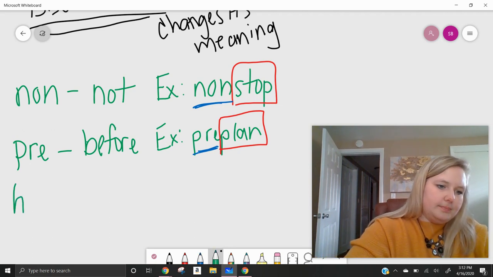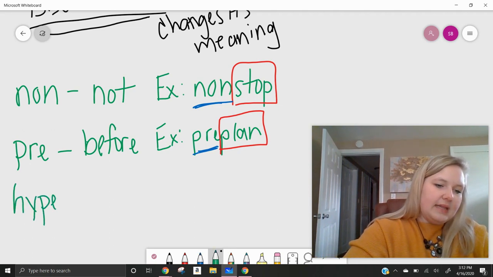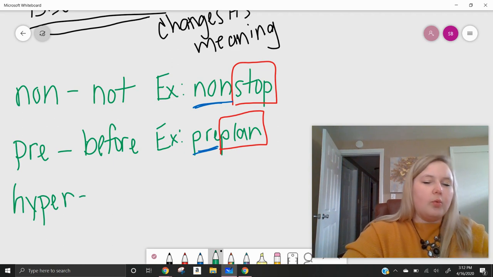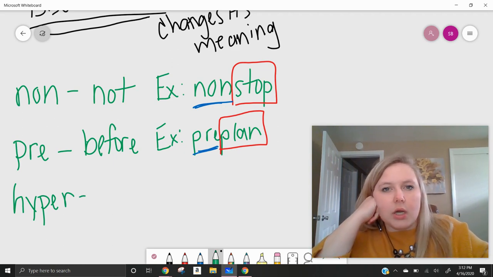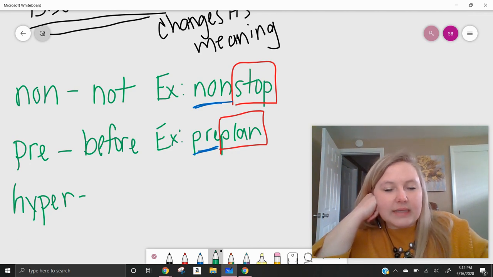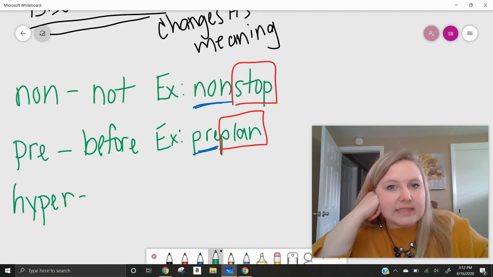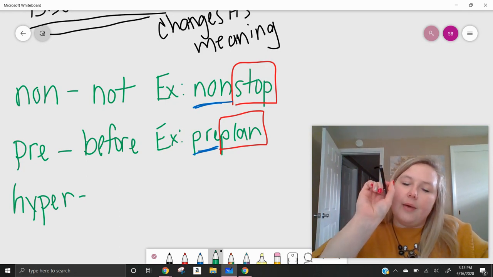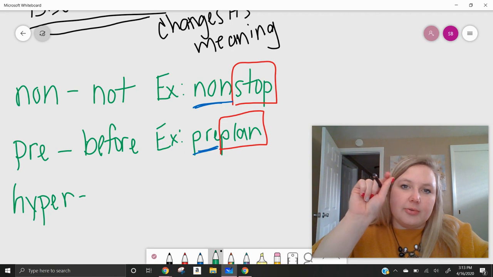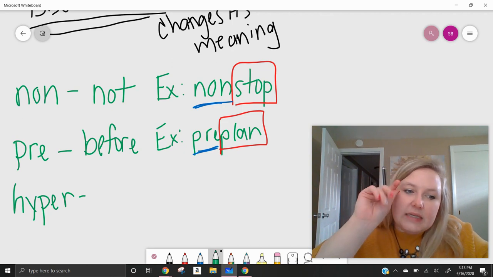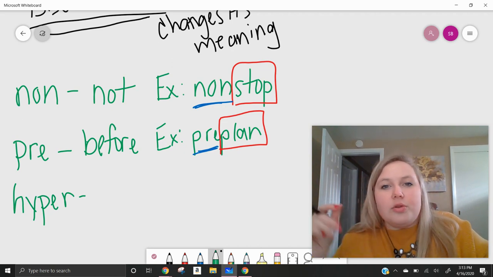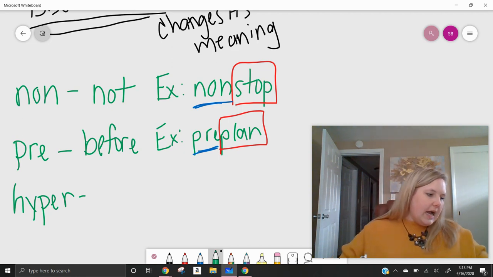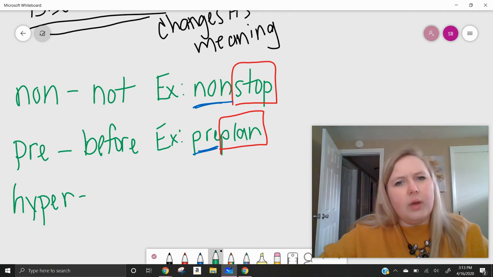Hyper. Now, remember when I said word part or a letter, a group of letters? Hyper is actually a word, right? Sometimes it can be a word. Yes, that is true. So I don't want you to get too excited about how it can only be like a letter or two letters or three letters or four. It can be a word that's already there.